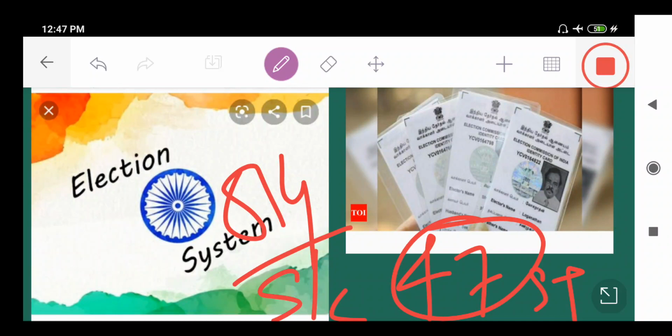So the next step, after going through this electoral system of my country, the election system of India, for conducting smooth and free elections, is the voter list. Once the constituencies are decided, the next step is to decide who can and who cannot vote.